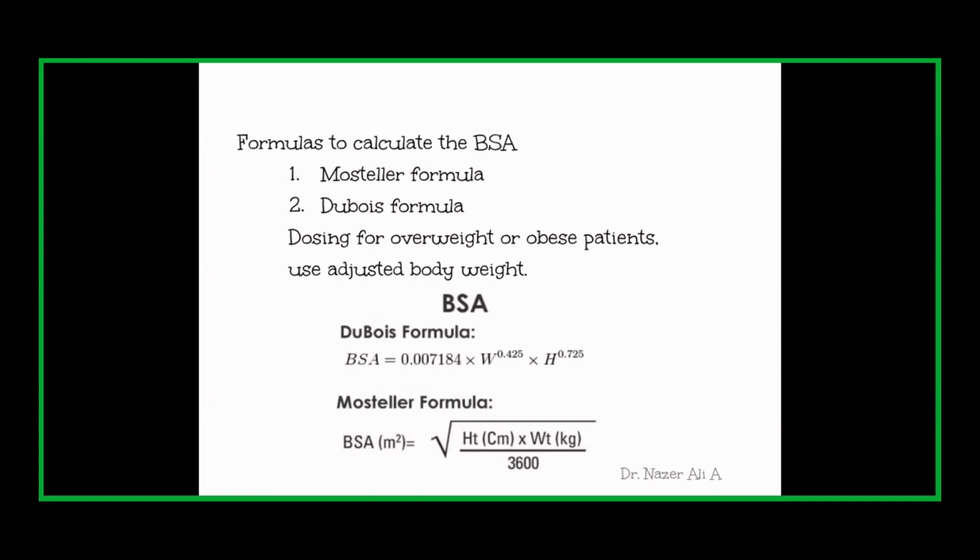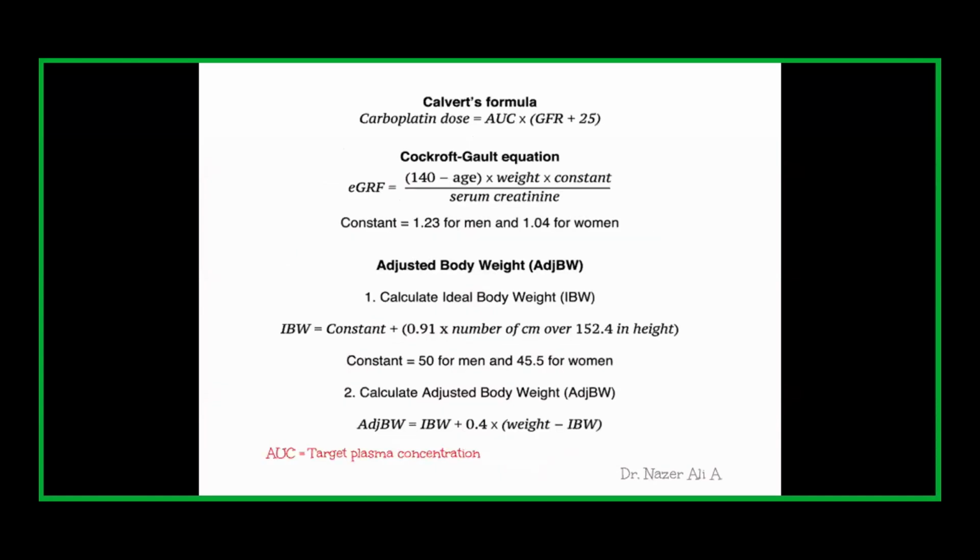If the patient is overweight or obese, we will take the adjusted body weight. If the body surface area is more than 2, we cannot calculate the dose for 2.1 or 2.2 meters square. In those cases, we have to go for adjusted body weight. Adjusted body weight is ideal body weight plus 0.4 times (weight minus ideal body weight). For ideal body weight there is also a formula, with a constant of 50 for men and 45.5 for women.